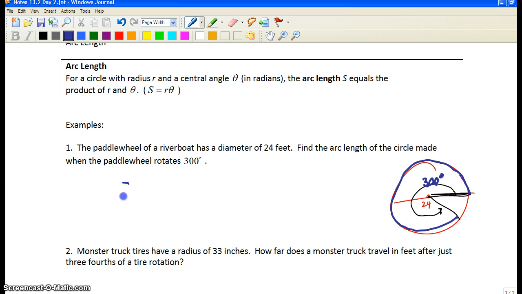So to use the arc length formula, what is the radius of the circle? 12. It's 12, right? It's 12, not 24. And you multiply that by the central angle in radians. We need a radian, right? 300, we need to make it radians. So we need to make this into radians.